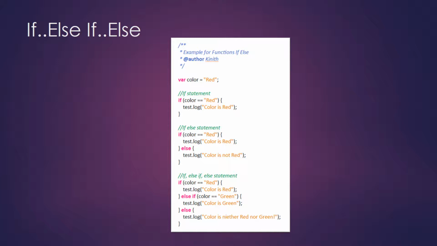Furthermore, you can even check multiple conditions using if-else statements. In my third if, in case the color is red, I am printing "color is red". If the color is green, then I am printing "color is green". If the color is neither red nor green, I am printing "color is neither red nor green".